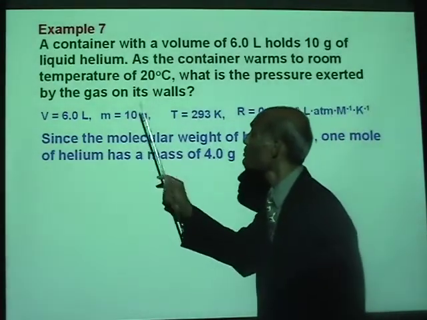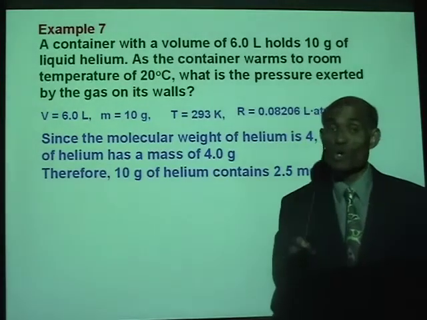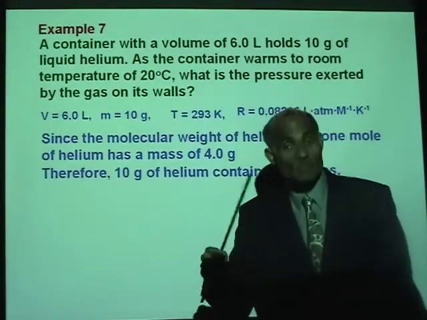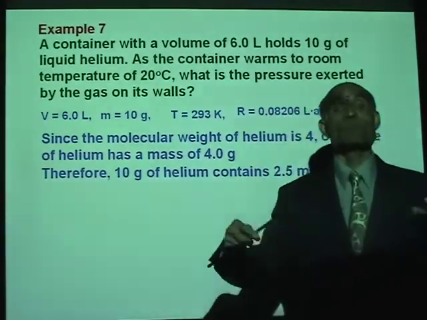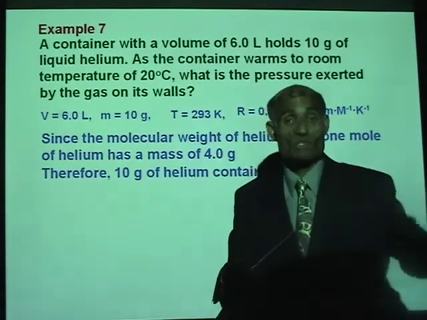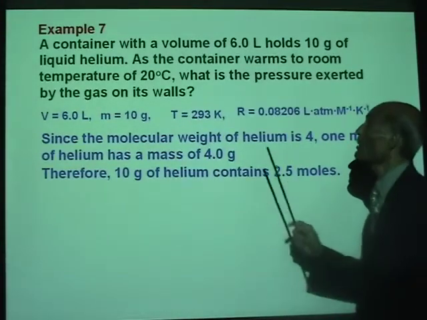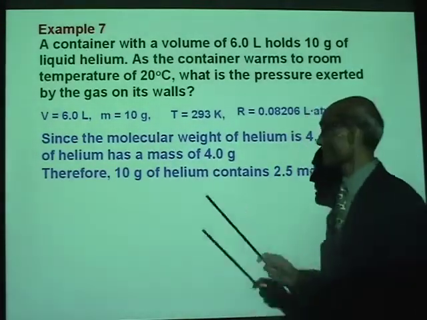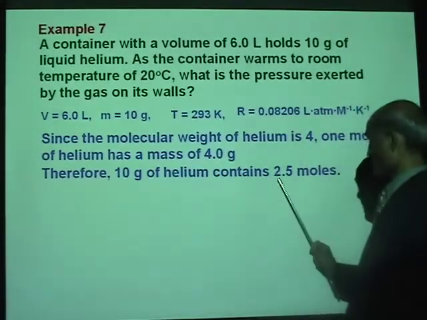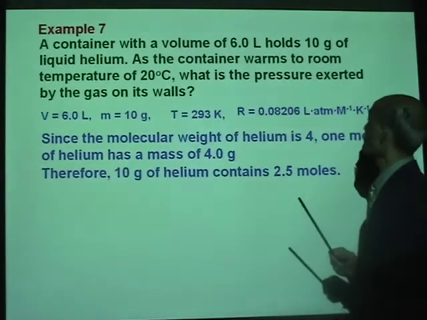Therefore, how many moles are contained in 10 grams? Now you must be able to look at the periodic chart and get the molecular weight of every substance. So if I give you the mass of a sample, you must be able to figure out the number of moles from there. So we got 2.5 moles in 10 grams, is that right? Because 4 grams make up 1 mole, 10 grams make up 2.5 moles.